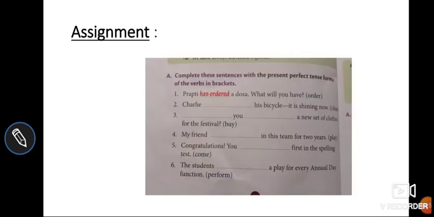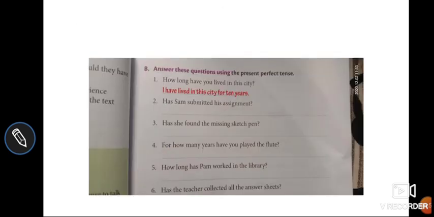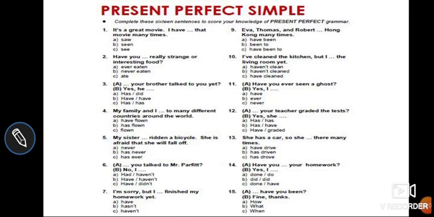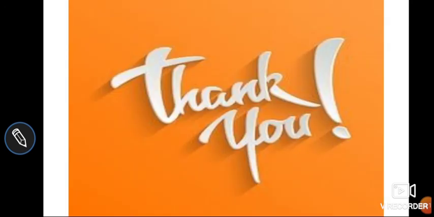This is the assignment for you, collected from your textbook. Please try it out. And a worksheet for you, in which you have to complete these 16 sentences to score your knowledge of present perfect grammar. It's a quiz, so try it out. Okay, children? Thank you.